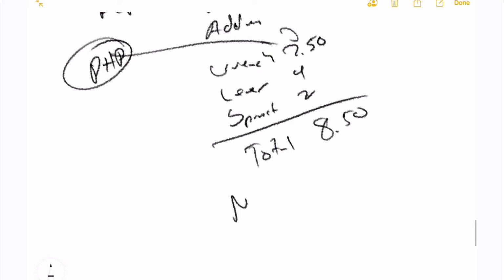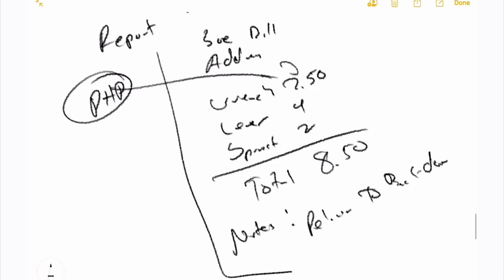And then at the bottom, there can be notes. The notes will say, deliver to back door. And PHP will then print this out on your website, or it will print it out to the printer, and so on and so forth.